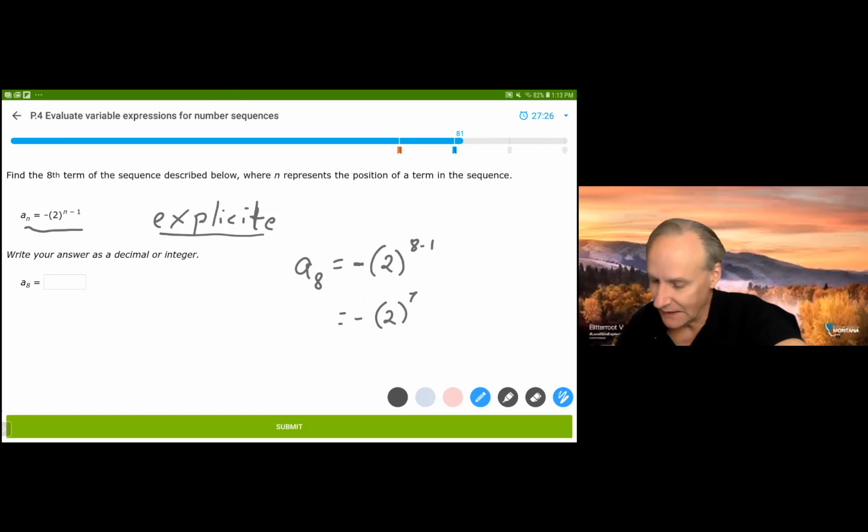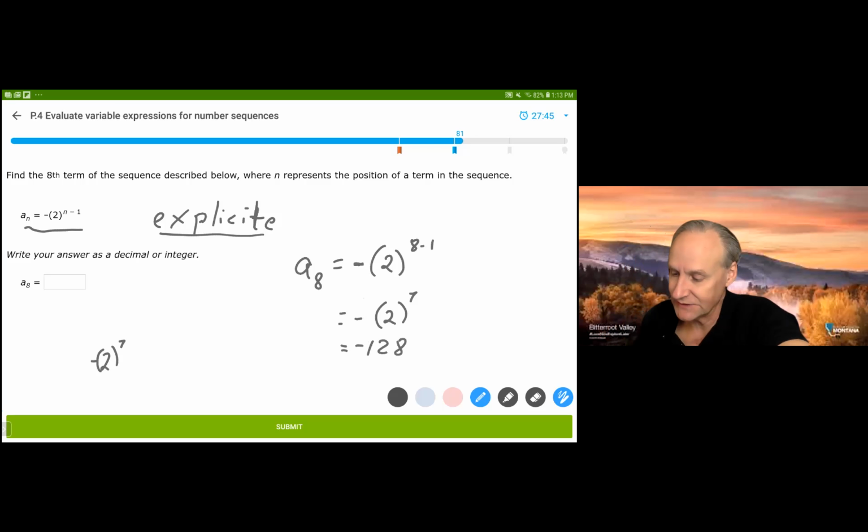If you just stick negative 2 to the 7th power, you will happen to get it correct, but it's just by accident because this really is that, which is a different thing. So be careful. 2 to the 7th power is 128, so we have negative 128. And I'm just going to go ahead and write that out just so you can see it.